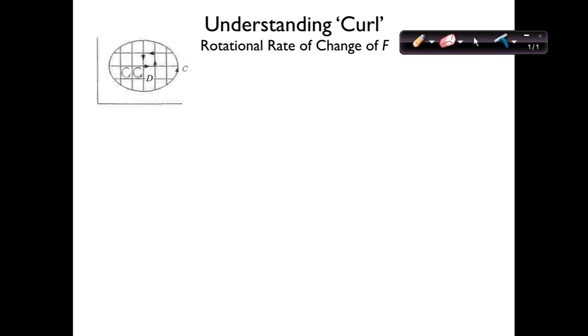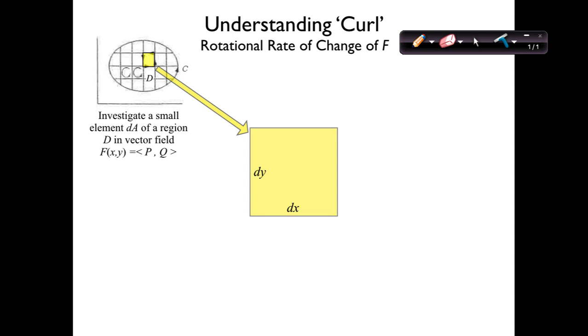So what we're going to do is investigate a small element dA of a region D in a vector field PQ. We're going to talk about curl in R2. Our vector field is PQ, the x and y components of our vector field. We're going to investigate the little yellow element. I'm going to blow that up. Here's my element. dx is the horizontal dimension, dy is the vertical dimension of that element. We're just looking at a little piece of a region in a vector field.